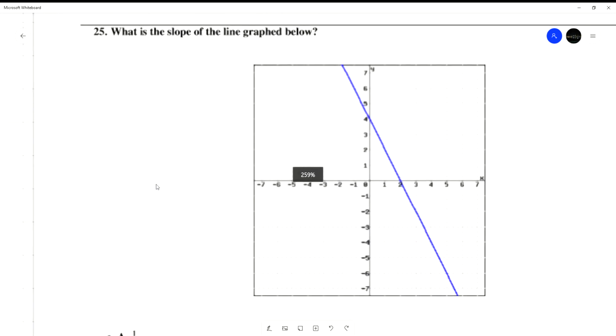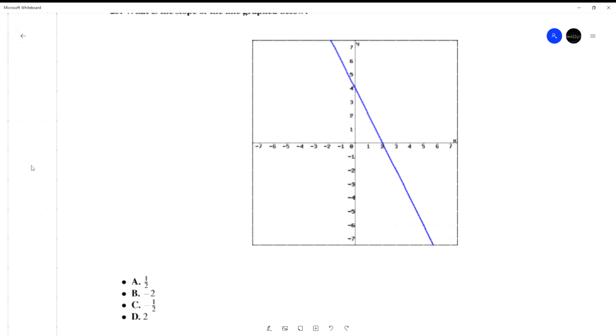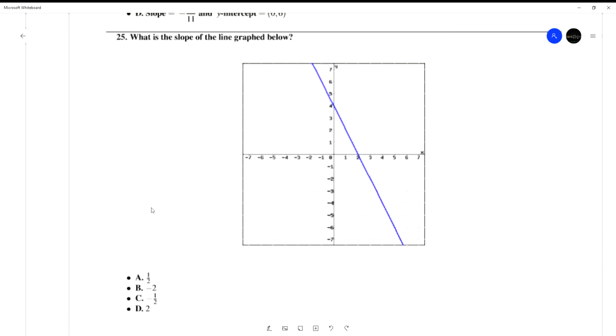Okay, last problem for today. Let me zoom out a bit here. What is the slope of the line graphed below? So I'm going to start off with the clear point here, (0, 4), which is my y-intercept. And I'm going to move on to the next clear point, which is (1, 2). Another point here is the x-intercept, (2, 0). But how do I get from (0, 4) to (1, 2)? I have to go down 2, right 1.